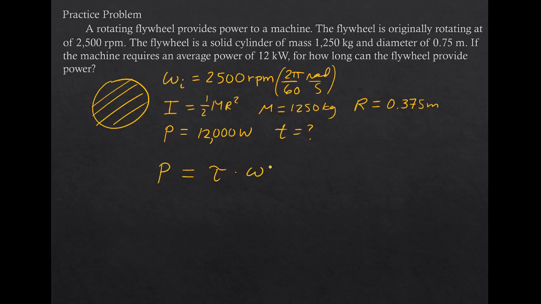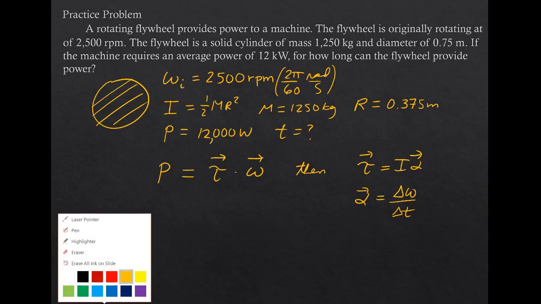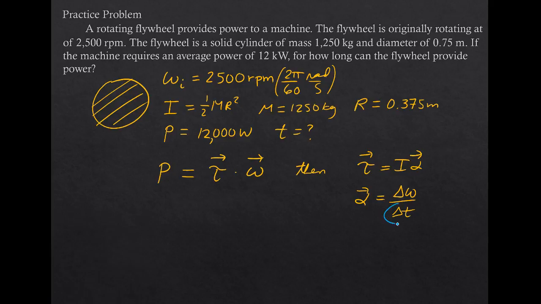Okay, power is torque dotted with angular speed. And then our next step is to use the fact that torque is equal to I alpha. And then our final step will be to realize that alpha will be delta omega over delta t. And that is how we will ultimately solve this for the time.